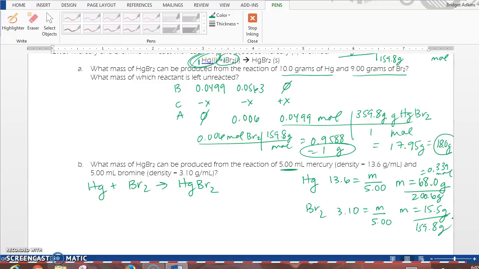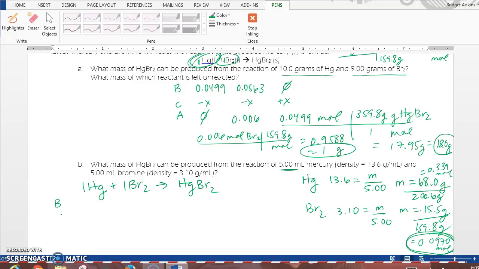And then I'm going to divide this by the molar mass of bromine. So 15.5 divided by 159.8. That gives me 0.0970 moles. So again, we don't pick smaller until I've divided by coefficient, but again, the coefficient's 1. So I divide by 1, divide by 1. This time, bromine is actually my limiting reactant.